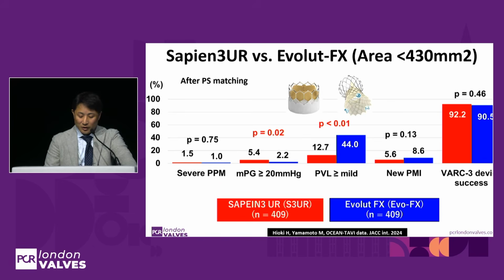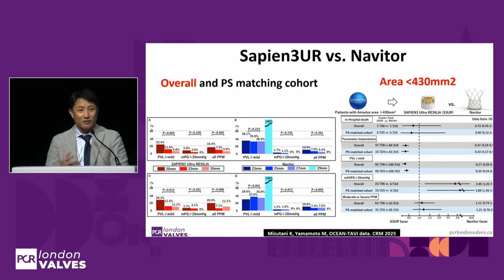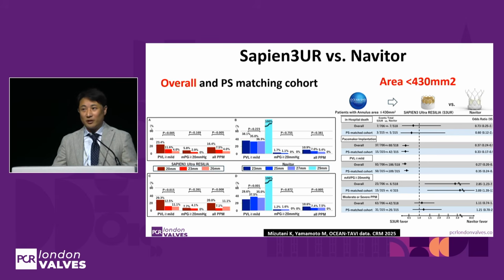And in contrast, the prevalence of PVL more than mild is significantly higher if we choose the supraannular self-expandable valve, comparing with the balloon expandable valve. So finally, the results are quite the same. The VARC-defined device success is equal. Okay, so let's move on to the balloon expandable valve versus intraannular self-expandable valve.